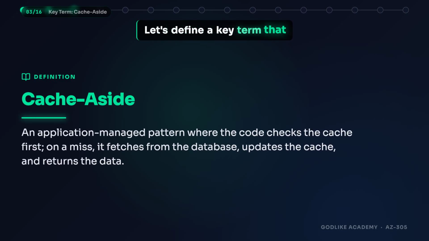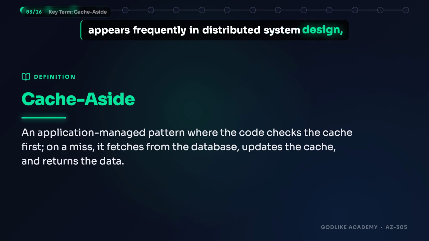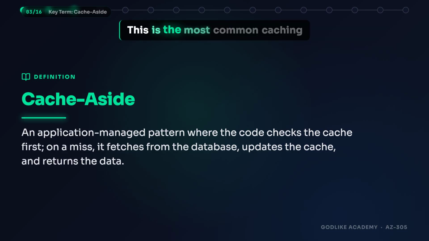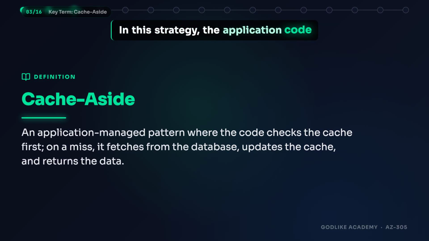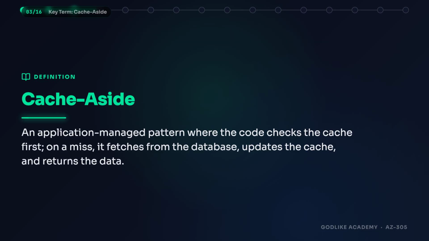Let's define a key term that appears frequently in distributed system design: cache aside. This is the most common caching pattern you will encounter. In this strategy, the application code acts as the gatekeeper. When a request comes in, the application first checks the cache. If the data is there, it returns it immediately. If not, it fetches from the database, stores a copy for next time, and returns it to the user. Skipping this pattern will cause repeated database queries that drain CPU resources and trigger throttling alerts during peak traffic.